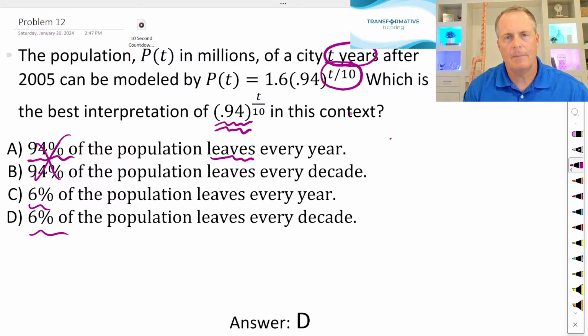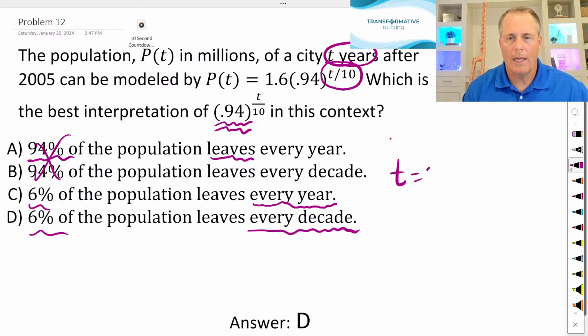So what we could take a look at this and say is, would it be 6% leaving every year or 6% leaving every decade? If we were to try 1 year, then this is not going to cause that full 6% to leave, because that's just a 1/10 power. But if we put in 10 years, then we would have the 0.94 one time. And so that means that every decade we're going to lose 6%.